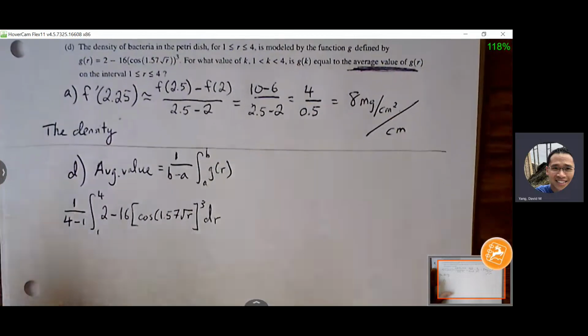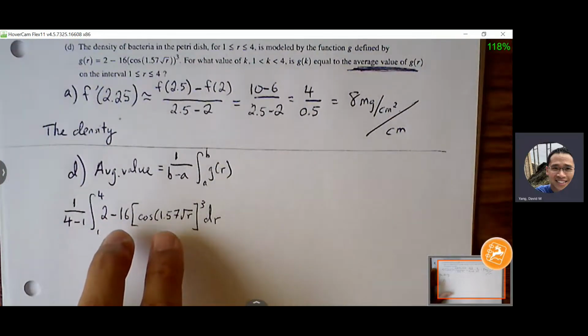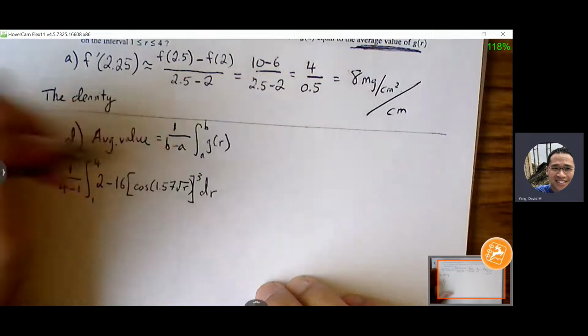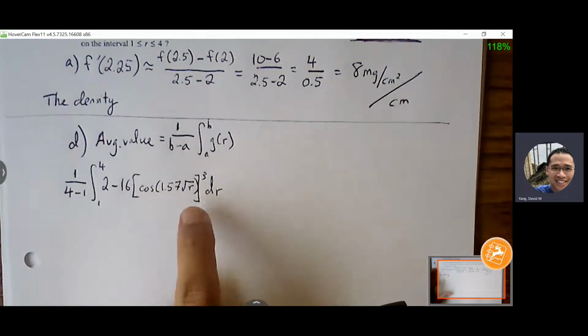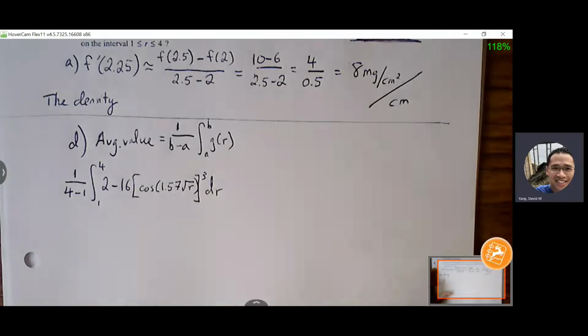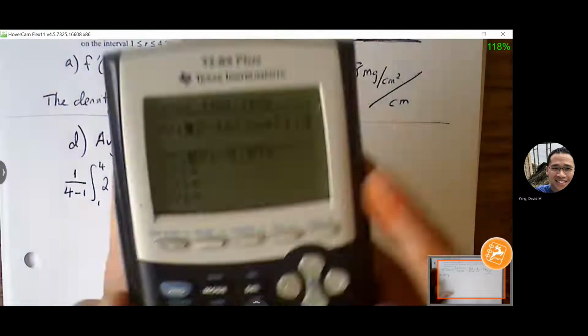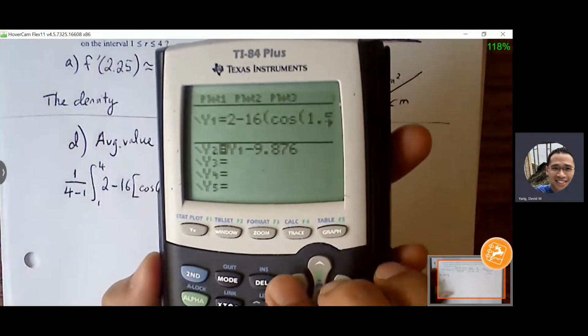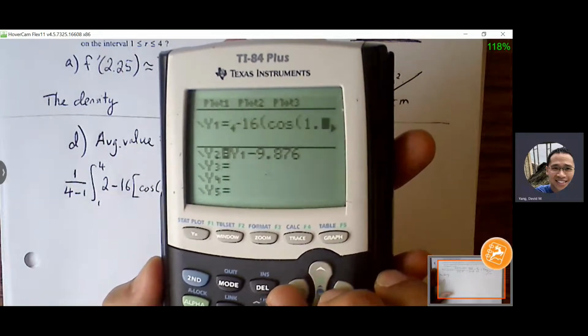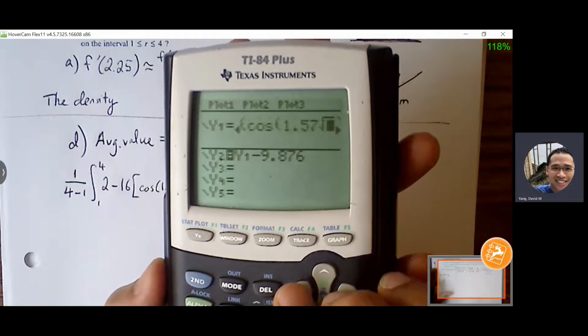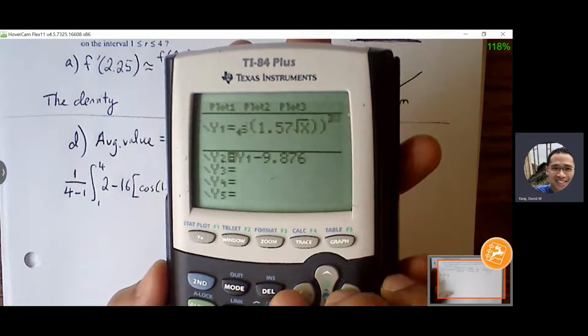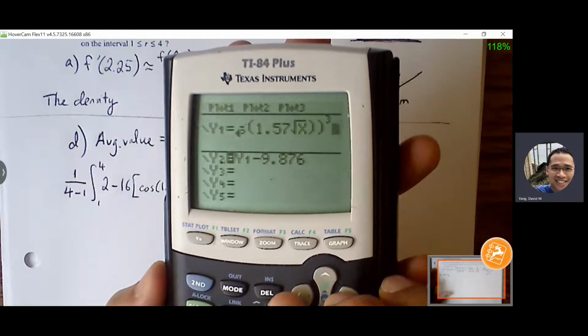Practice entering this into your calculator. Remember that the only variable your calculator is going to be able to handle is x. I chose to enter it under y1, so I don't have to enter all this onto the same line. I did 2 minus 16, parentheses, cosine 1.57 square root of x, parentheses, cubed.